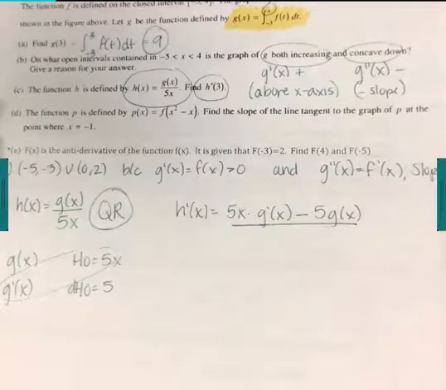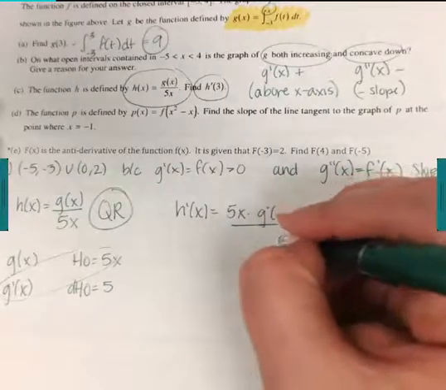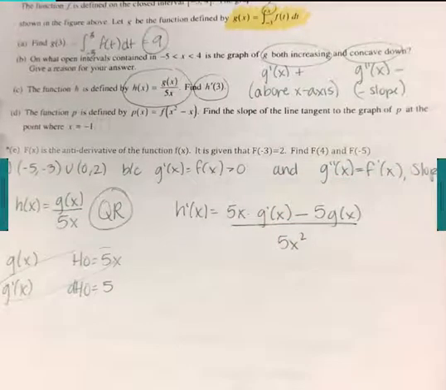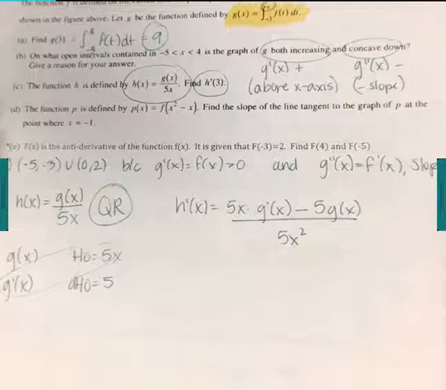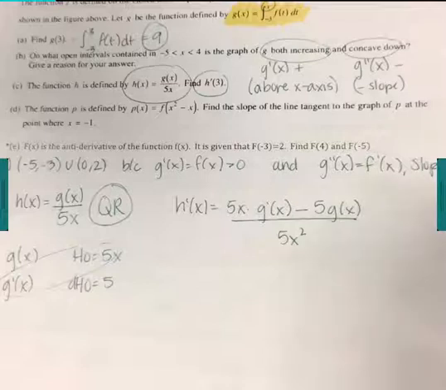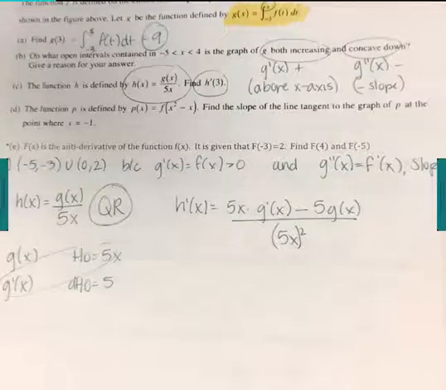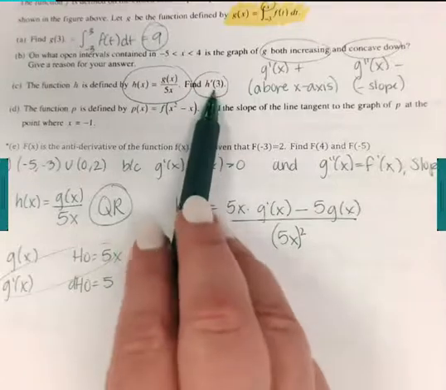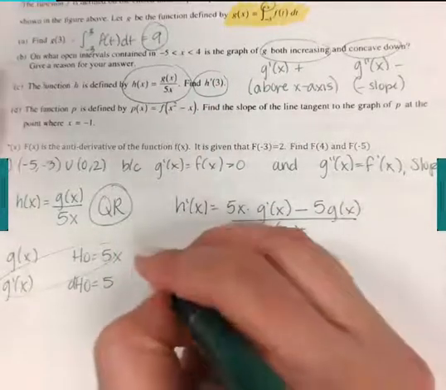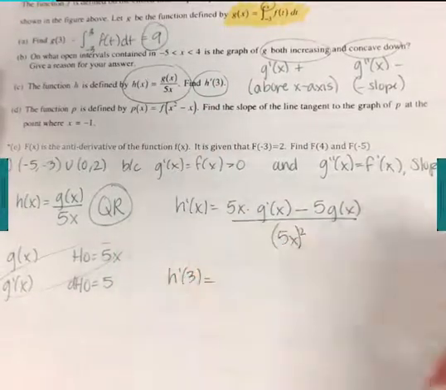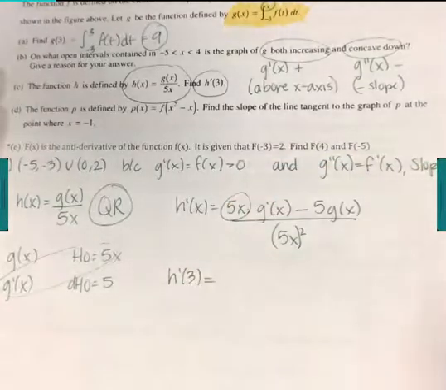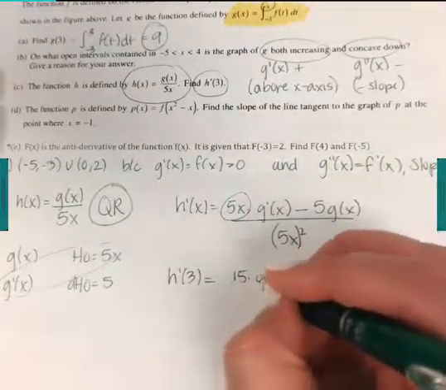Over what? Is this right? No. Why? Yeah, so you can either put 25x squared, or you can do 5x squared. But you have to do one or the other, or it's wrong. Okay? So that's h prime anywhere. Where do I want h prime at? 3. So h prime of 3 is going to be 5 times 3. What's that? And then I want g prime of 3.